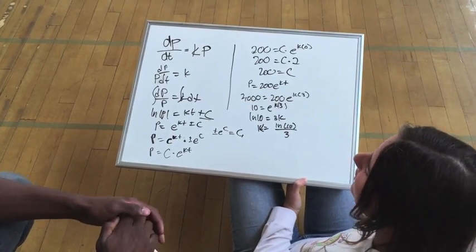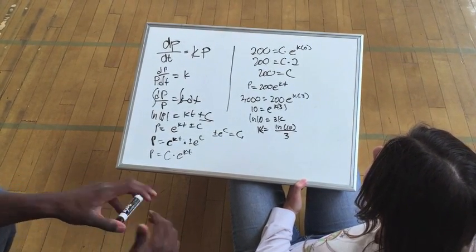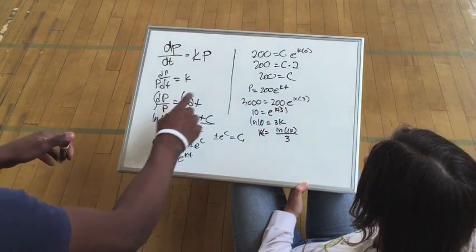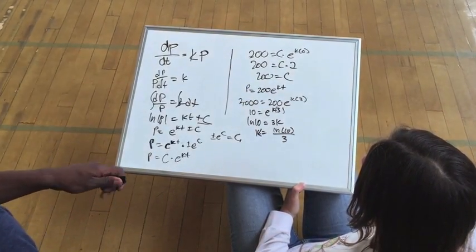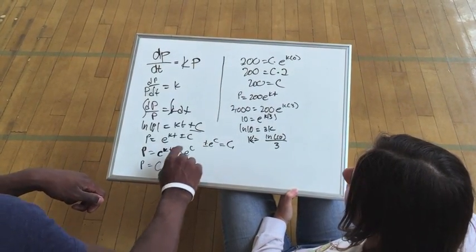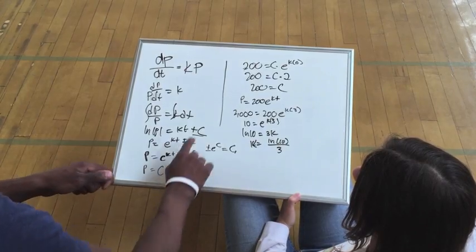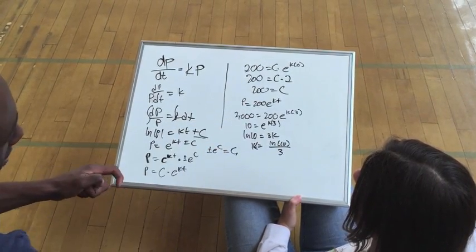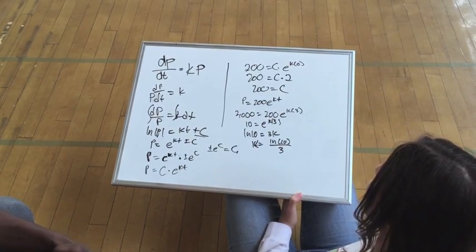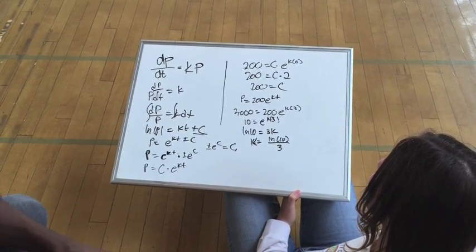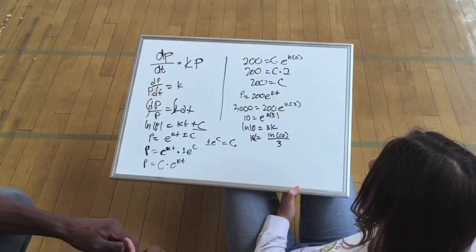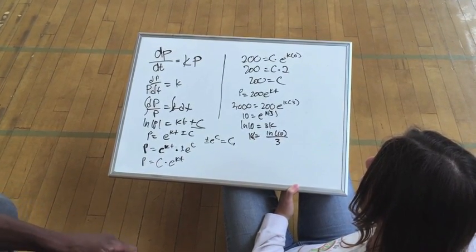Oh, and then you have to plug in the initial condition. Exactly. So after we have our equation, p equals c e to the kt, we put in our initial condition, which is 200 at time equals 0. So you sub in 200 for P and 0 for T, and then you solve for C and you get 200 equals C. Oh, and then you plug in 3 for T. Yeah, and then you have to also add the number of people that have left at that point of time, in the problem that's given as 2,000.